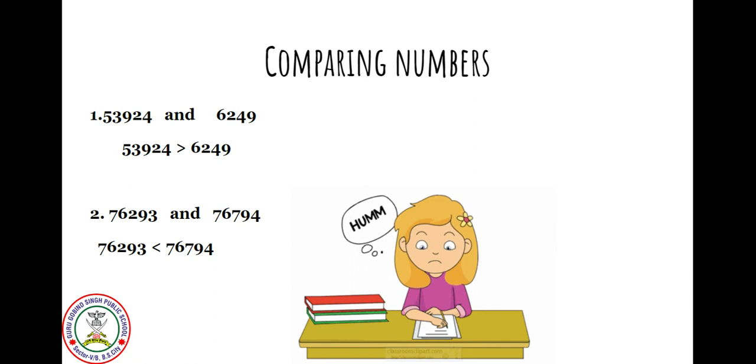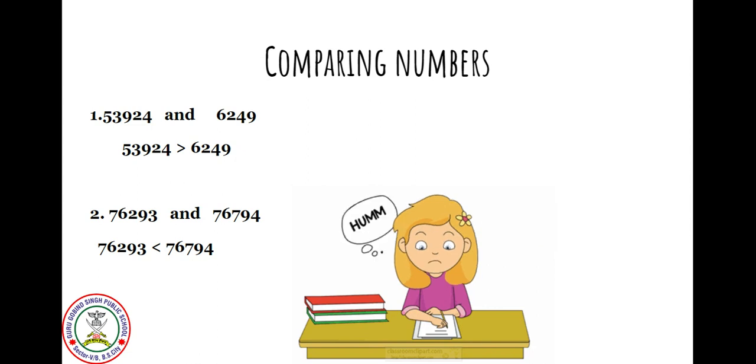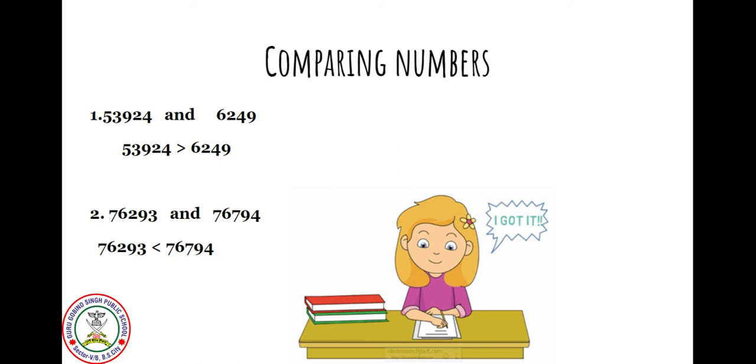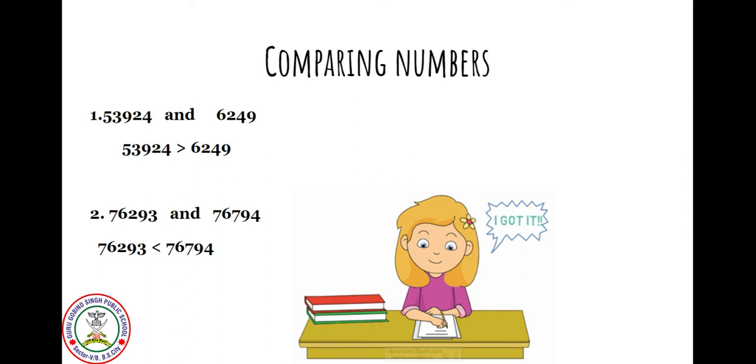Now we learn to compare the numbers. If two numbers have different number of digits, then number with more digits is the greater number. For example, 53,924 and 6,249. First number is of 5 digit and second number is of 4 digit. So it is clear that first number is larger than the second number.